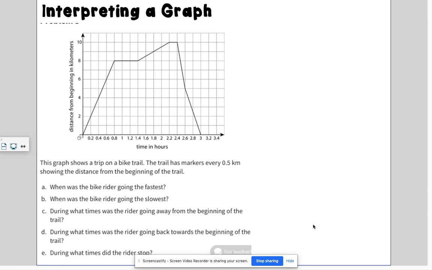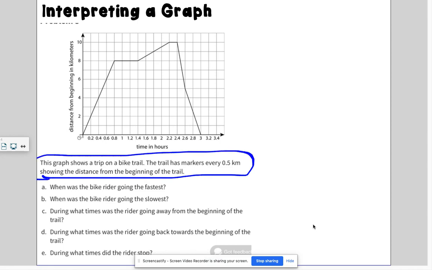Okay, so it says that this graph is showing a trip on a bike trail. The trail has markers every half of a kilometer, showing the distance from the beginning of the trail. So we can see that this graph is made up of a whole bunch of different parts. Okay, and all those parts are straight lines, which means that for each part, we're riding at a constant rate. Okay, but let's think about what all these parts mean.